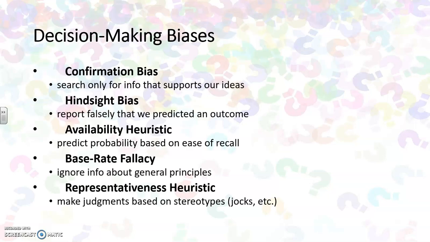There are some biases, and these are super, super important. So I want you guys to put a star by the decision-making biases box. So you guys have this. First we have our confirmation bias, and that's where you search only for information that supports your idea. You don't want anybody else's ideas to get in your way.